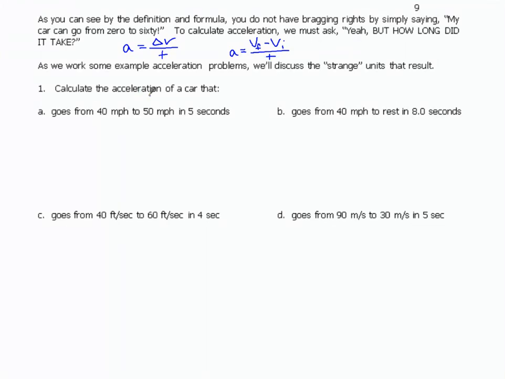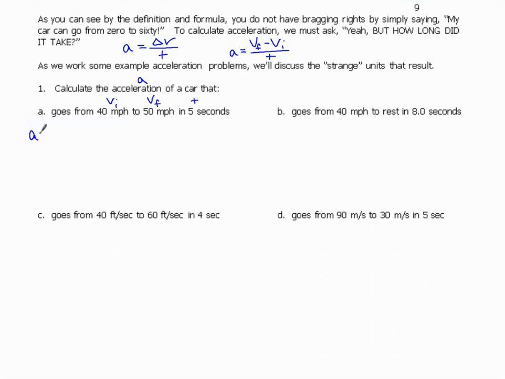Calculate the acceleration of a car. So we're looking for a. Example A, goes from 40 miles per hour to 50 miles per hour in 5 seconds. So first, let's identify the things that we even know here. Goes from 40 miles per hour, that's an initial velocity, to 50 miles per hour, final velocity. And 5 seconds is time.